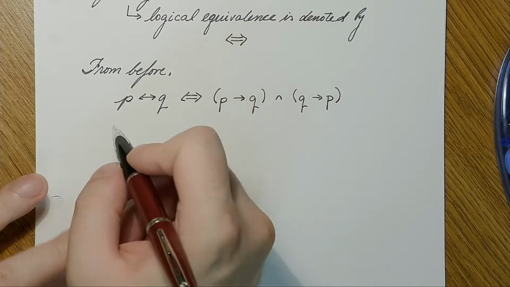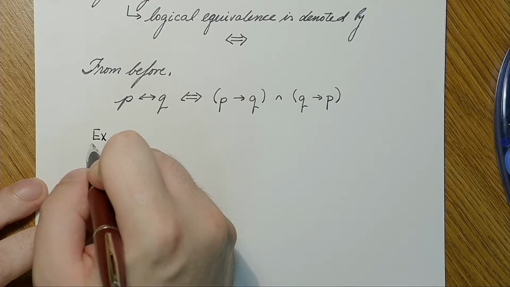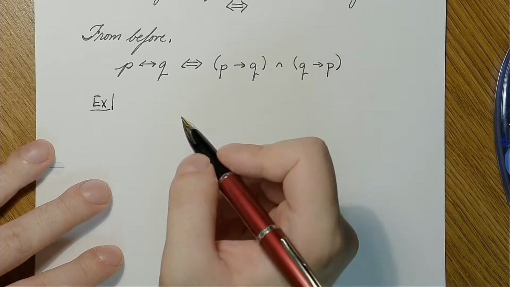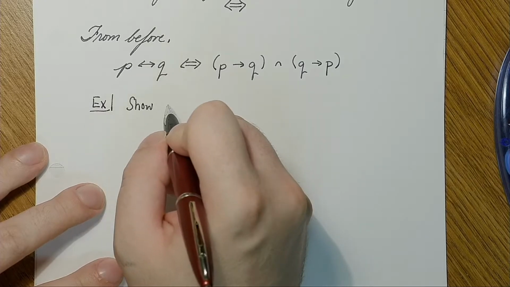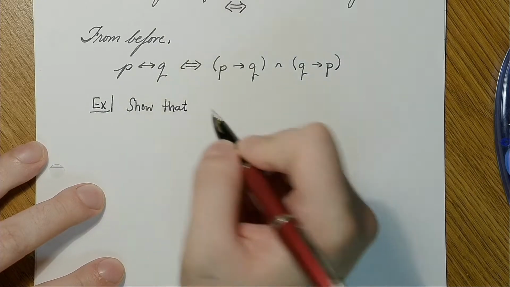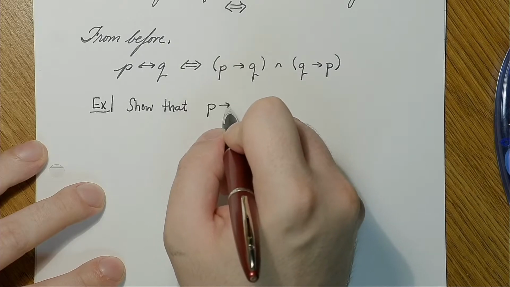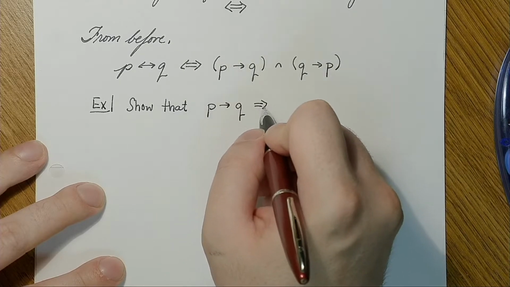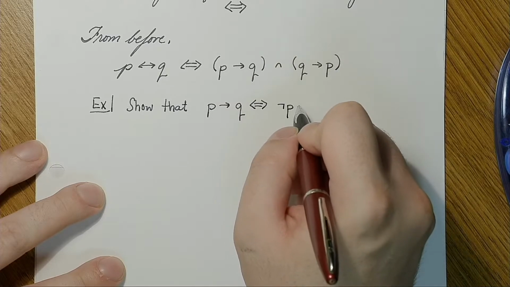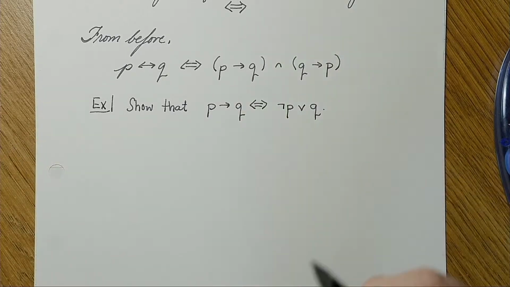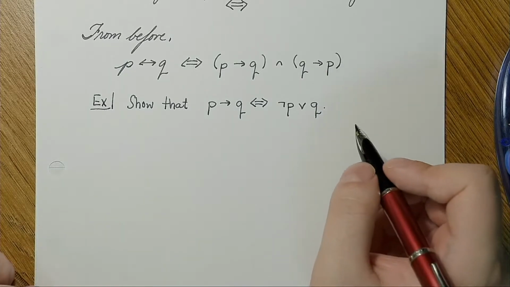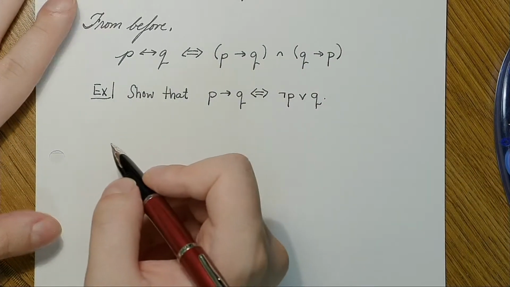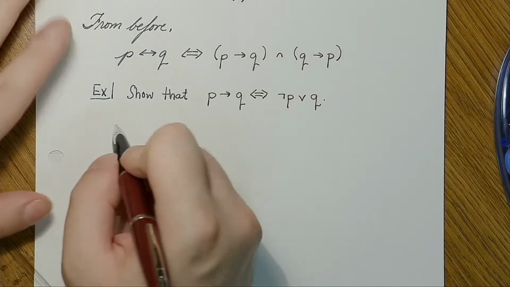Okay, so let's do an example. So this could be like a question. Show that P implies Q is logically equivalent to not P or Q. To show this logical equivalence, we have to do our truth table.